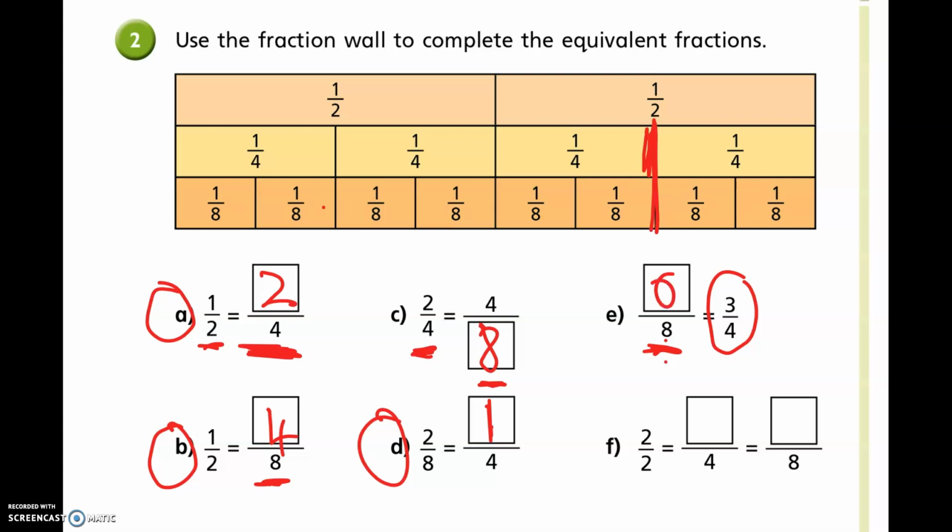Yes, 6/8. The last one then is 2 halves, and anything that's the same number in the top as the bottom means it's a whole one. So 2 halves means you've got the whole lot of it. So let's go for 2 halves, and there it is.